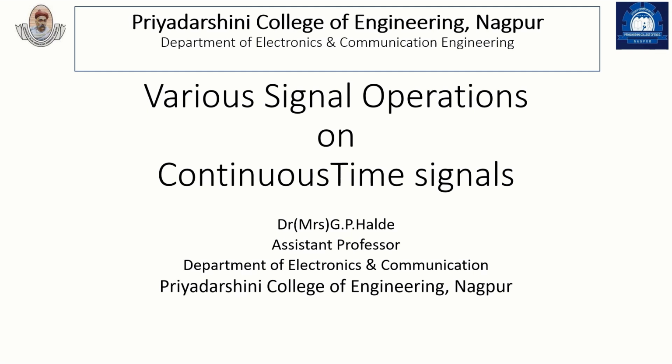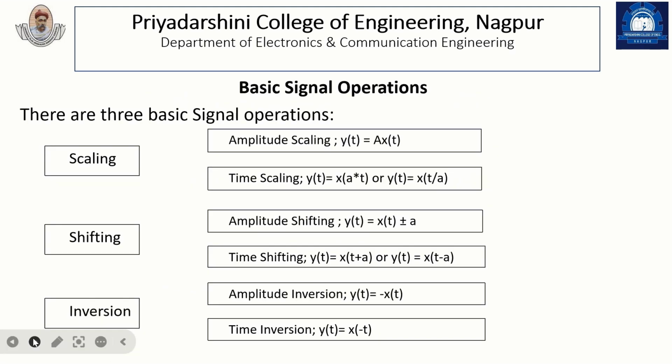Today I am going to discuss the various basic operations performed on a signal. There are two types of signals, mainly continuous time signals and discrete time signals. Today I am going to discuss continuous time signal operations. There are three basic signal operations which can be performed on a continuous time signal. First is scaling, the second is shifting, and third is inversion.